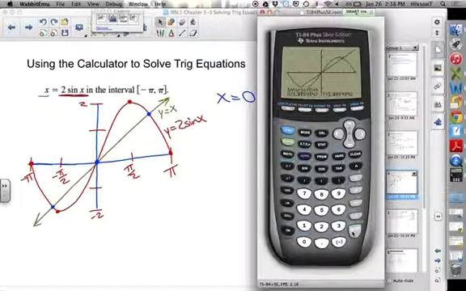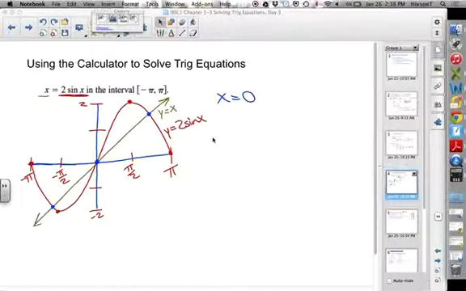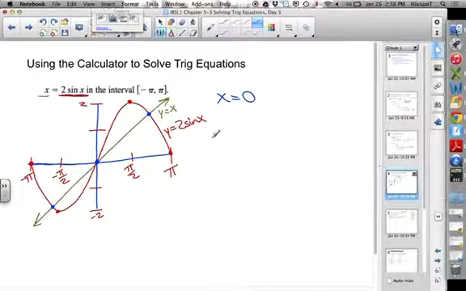So now I know 1.895 is a solution. And by the way, are both of these symmetrical? Yes. So what's the other solution going to be? Negative 1.895. And it has to be in radians, yes, always.